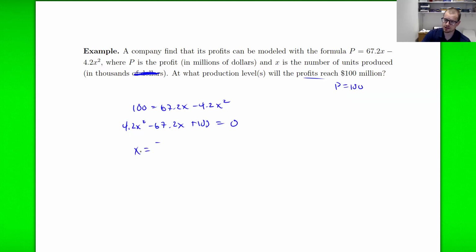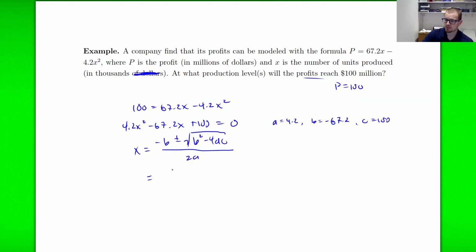So just as a reminder, the quadratic formula says that x is equal to negative b plus or minus the square root of b squared minus 4 times a times c, and this is all divided by 2 times a. So we have values for a, b, and c here because of our quadratic equation. We know that a is equal to 4.2, b is equal to negative 67.2, and that c is equal to 100. So we can plug those values in.